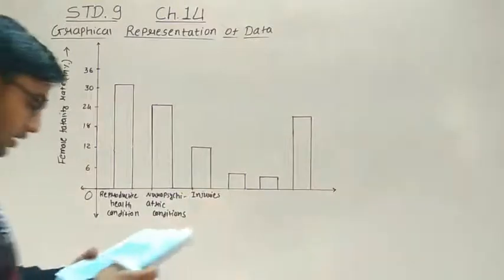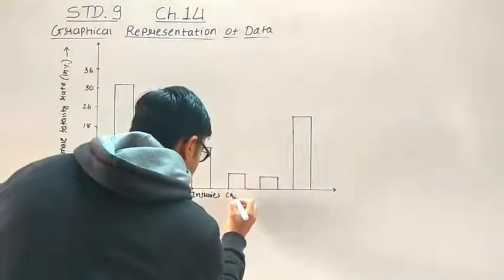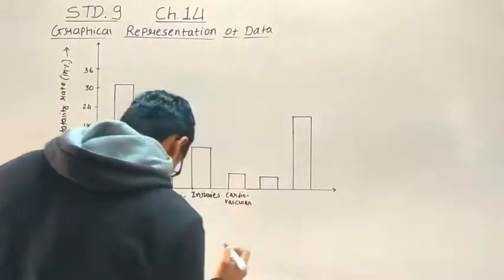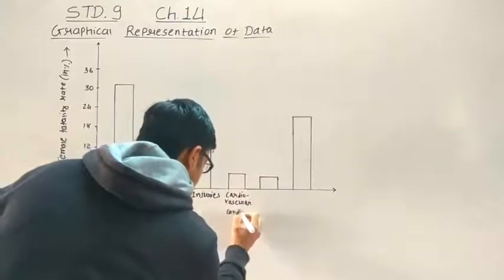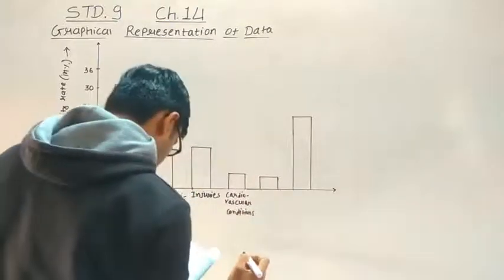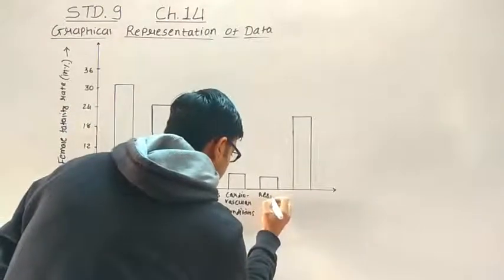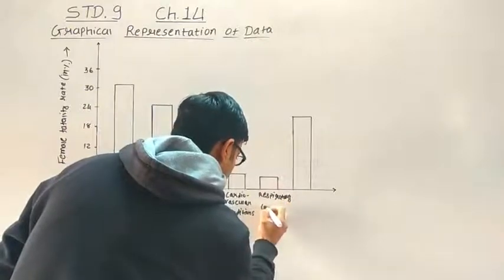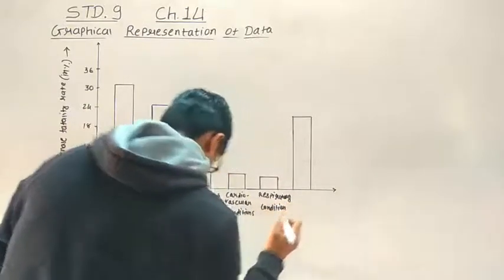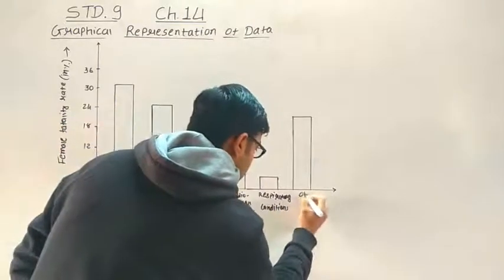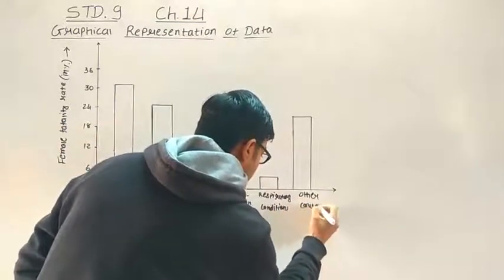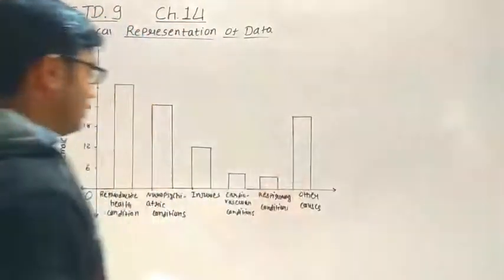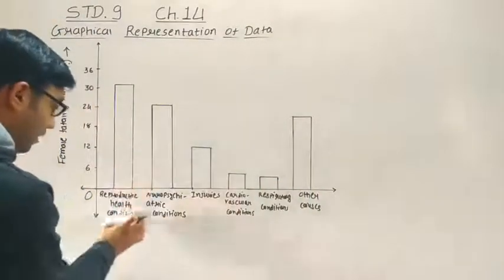Now write down the reasons, that is cardiovascular conditions. Another one is respiratory condition. And last one is other causes. You can also write down these names in this way. Right? But whatever the bar you have drawn, just below you have to write down the reason.